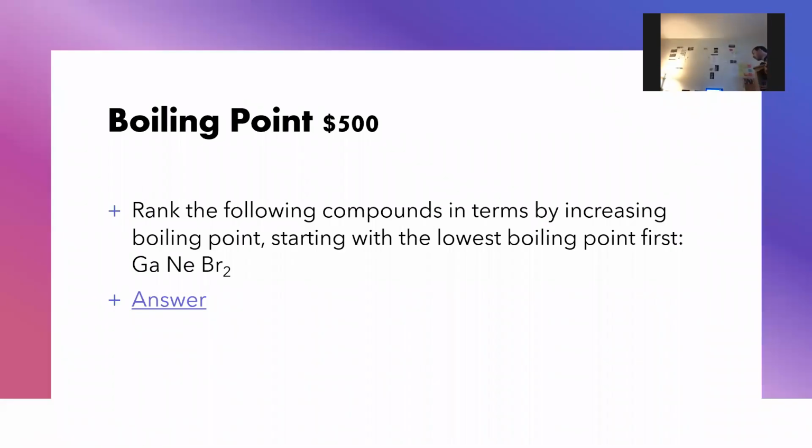Rank the following compounds. Wait, not compounds. Rank the following elements. I gotta correct that when we fix the PowerPoint. Rank the following elements in terms of increasing boiling point, starting with the lowest boiling point first. Ga, Ne, and Br2. Tetra. I'm going to go with Ne, Ga, and Br2. Right.